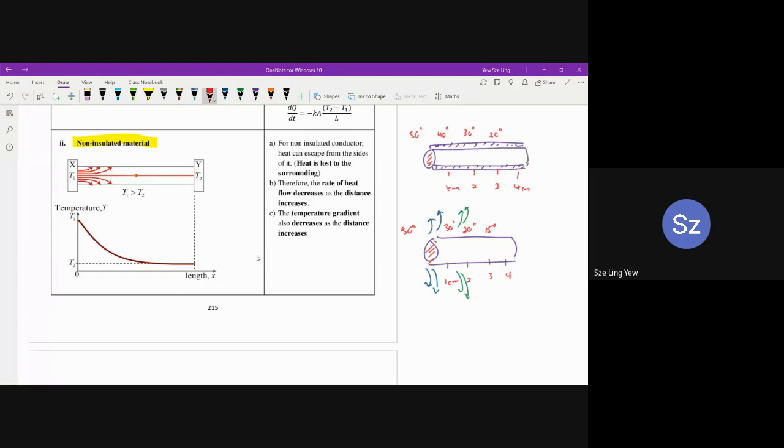The rate of heat flow decreases. Why? Because now you have less and less energy inside the rod. When you have less and less energy inside the rod, definitely the rate of energy loss also decreases. So that is the difference between insulated material and non-insulated material. For non-insulated material, heat is lost to the surrounding because the vibration is not just occurring inside the rod itself, but also with the air molecules around the metal rod, at the surrounding.